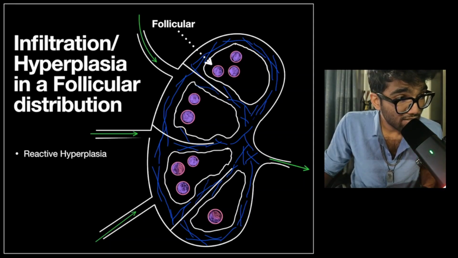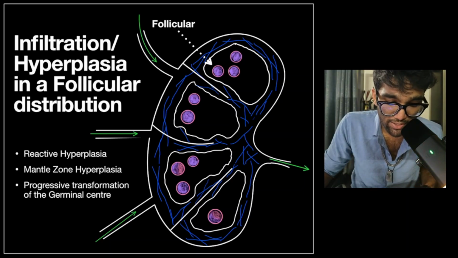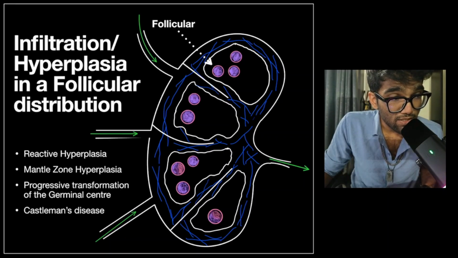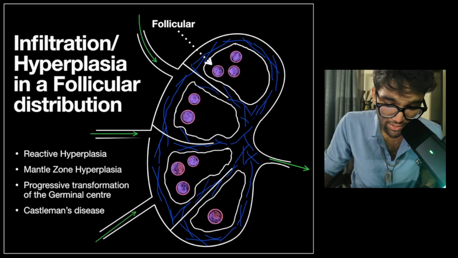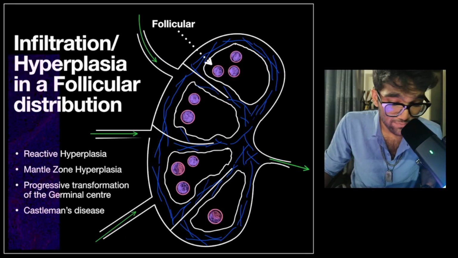One is reactive hyperplasia. The second is mantle zone hyperplasia. The third is progressive transformation of the germinal center. Now, I've also included Castleman's disease here, but Castleman's disease is not a benign entity. It's actually a neoplastic entity. The reason I've included it here is to compare it to IgG4 related disease. Okay, and we'll get to that in just a bit.